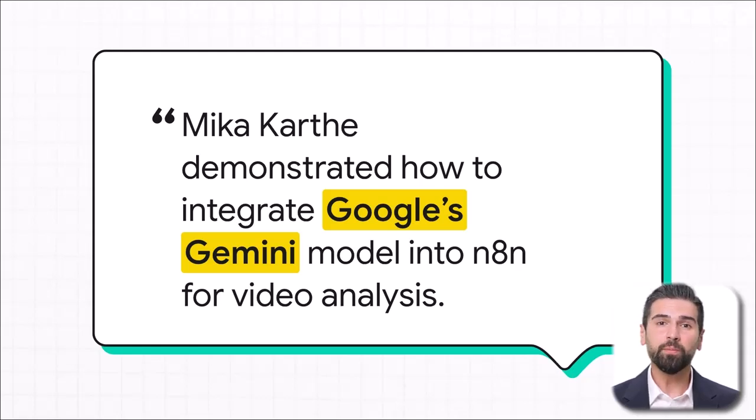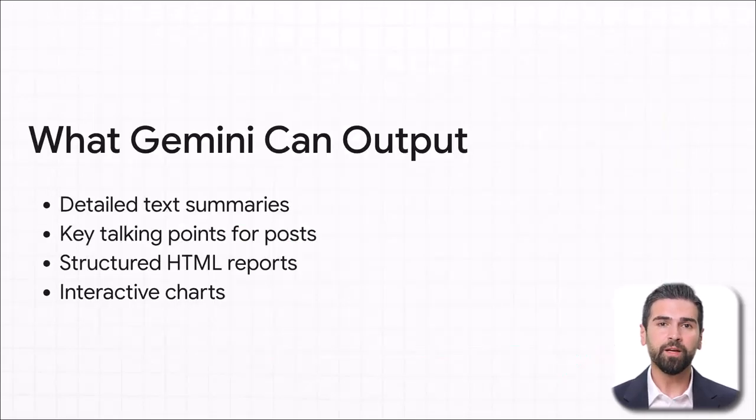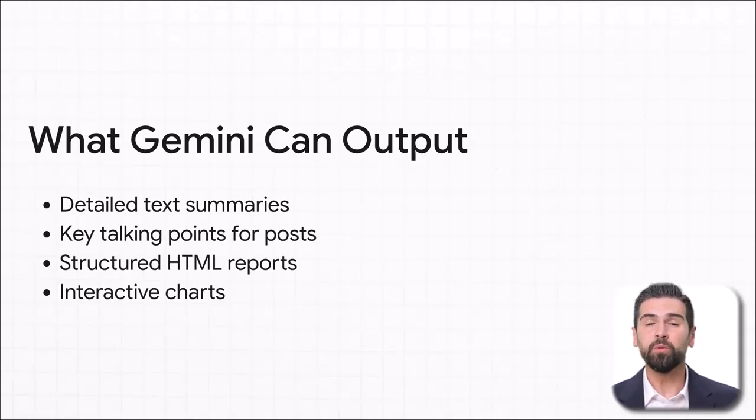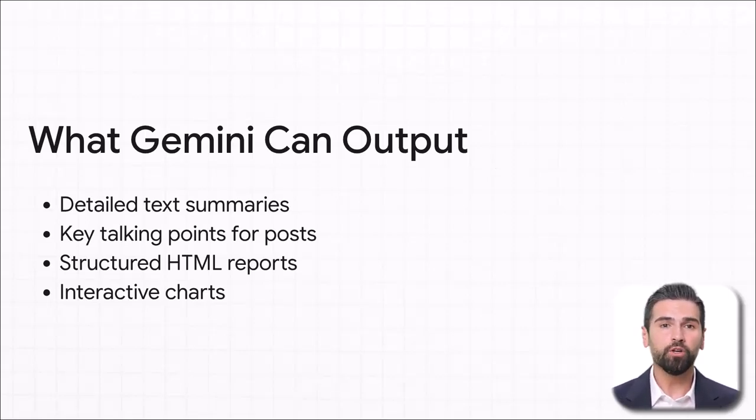They've figured out how to plug Google's Gemini model right into an N8N workflow. That means you can just give the system a video file or, get this, even just a YouTube link, and Gemini starts analyzing everything. And just look at what it can spit back out. We're talking way more than just a simple transcript. Gemini can give you detailed summaries, it can pull out the key talking points that are perfect for social media posts, and it can even generate structured reports. This becomes the raw material for all of your social content, and it's generated in seconds.